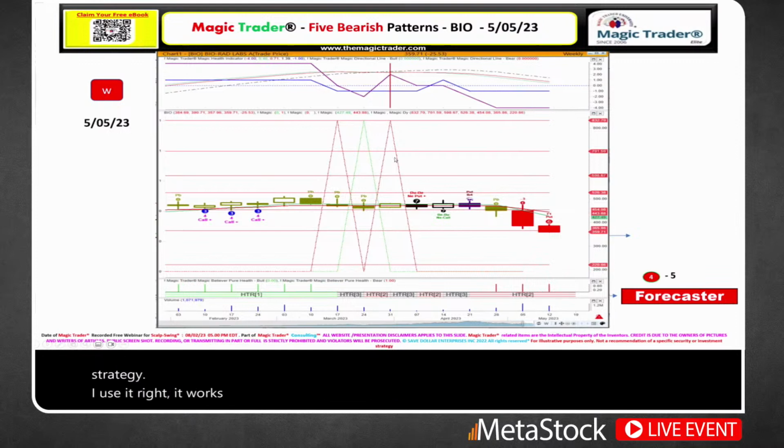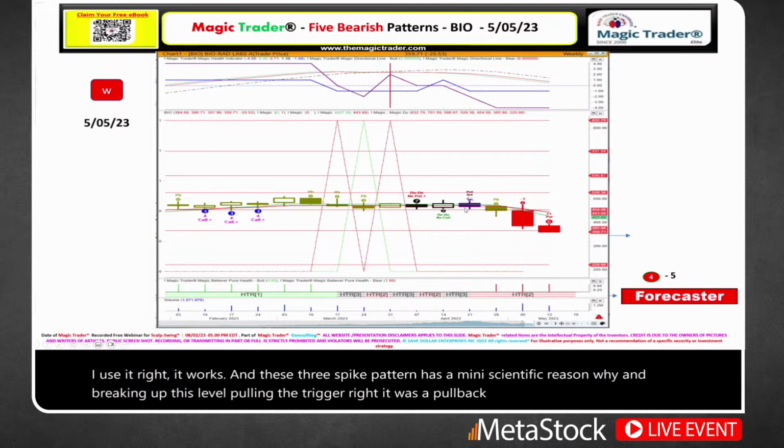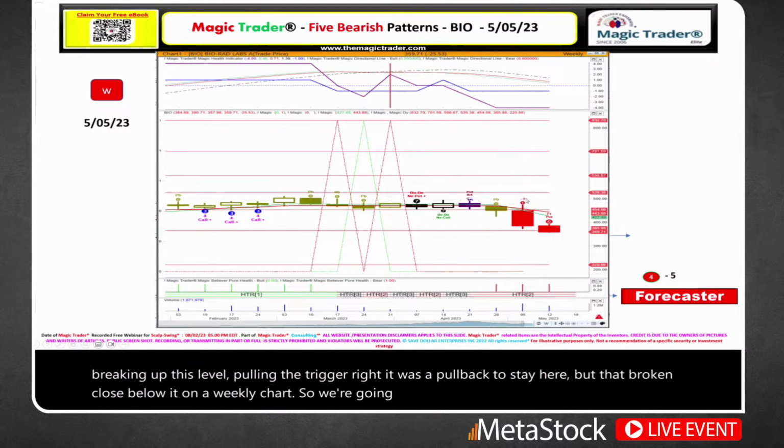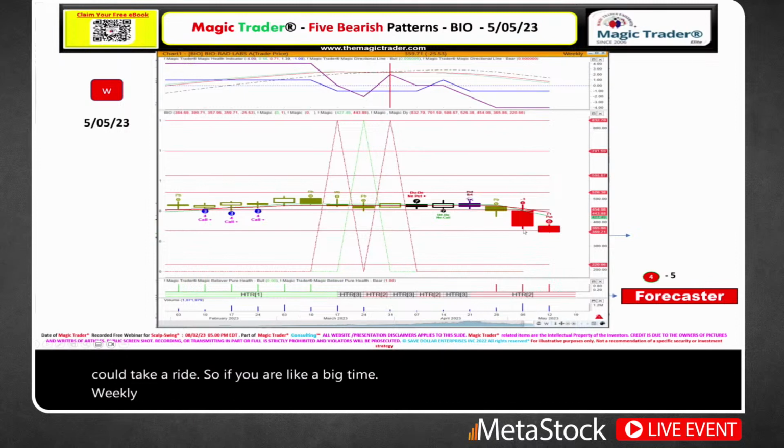And this 3 spike pattern has many scientific reasons why. And breaking up this level, pulling the trigger, right? It was a pullback to stay here, but that broke and closed below it on a weekly chart. So we're going down, and there is a forecaster forming. So we could take a ride. So if you are like a big time weekly chart trader, this is your deal, all right?